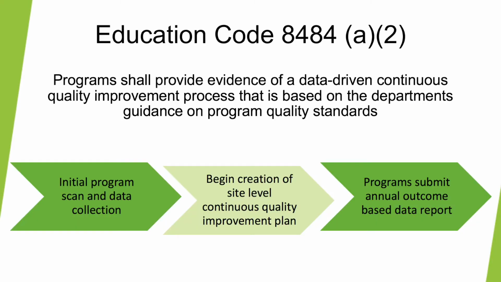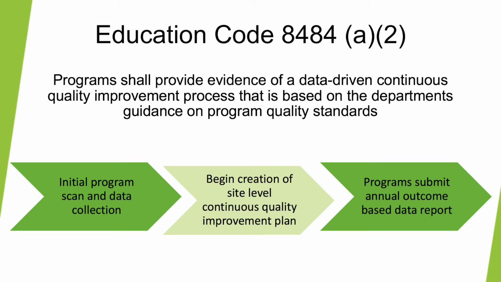Let's begin by providing some context for data-driven continuous quality improvement. California Education Code 8484A2 states, programs shall provide evidence of a data-driven program quality improvement process that is based on the department's guidance on program quality standards. Programs begin this improvement process by doing an initial scan of their program quality by collecting data on how well the program is doing. This can be done in various different ways, such as through surveys, observations, and formal and informal discussions with program stakeholders.